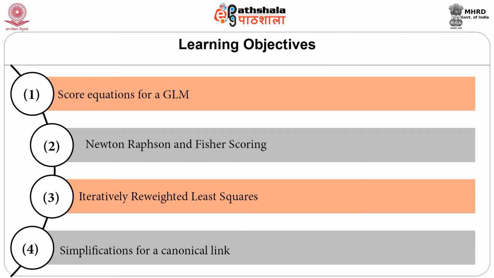We shall define something called iteratively reweighted least squares. This is the algorithm which is used for actually solving the equations. And finally, we shall see that there are some simplifications in the case where we have a canonical link.